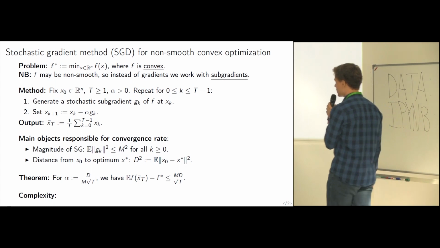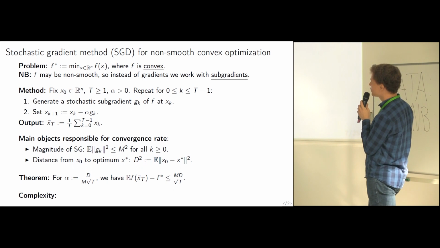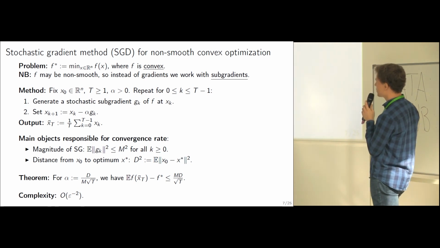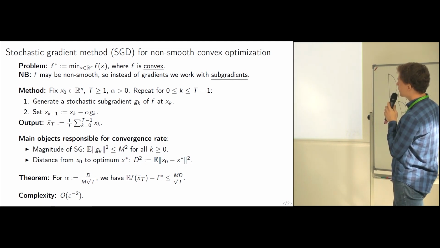Recall the complexity that I told you at the beginning. It was epsilon squared. So if we want to obtain an epsilon approximate solution, we simply set it to epsilon. And from this equation, we see that t should be of the order of epsilon to the minus second. So this is why the complexity is this. Now, we also see that the closer the initial point to the optimum, the faster the method should converge. And the most important thing, I think, for you to remember is this constant m.